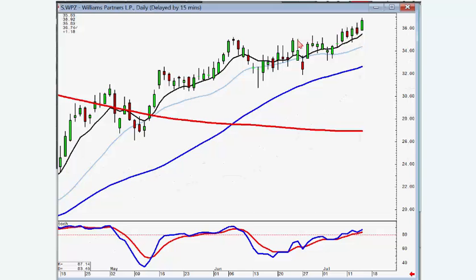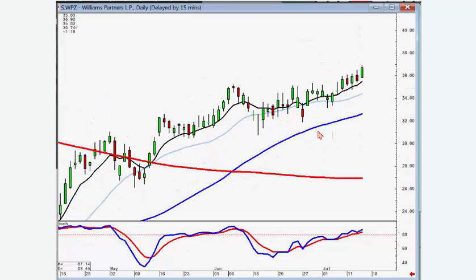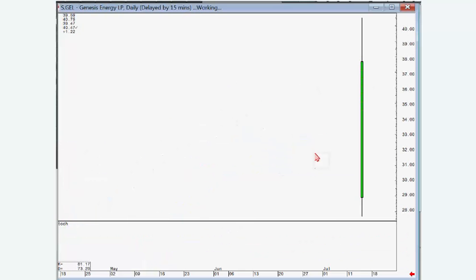And WPZ, this one is a slow curve. It's telling us that it's getting ready to break out, so this is something just to keep an eye on. And one more, GEL.